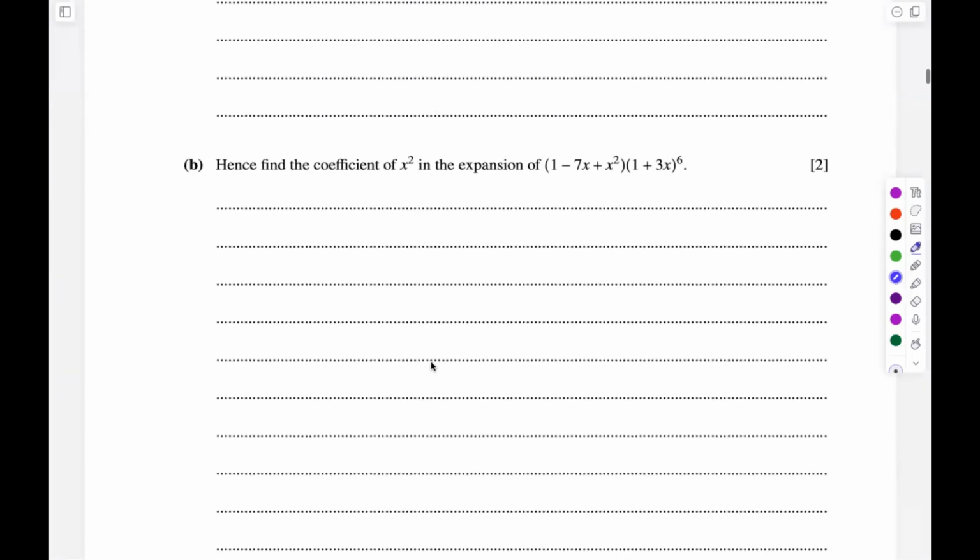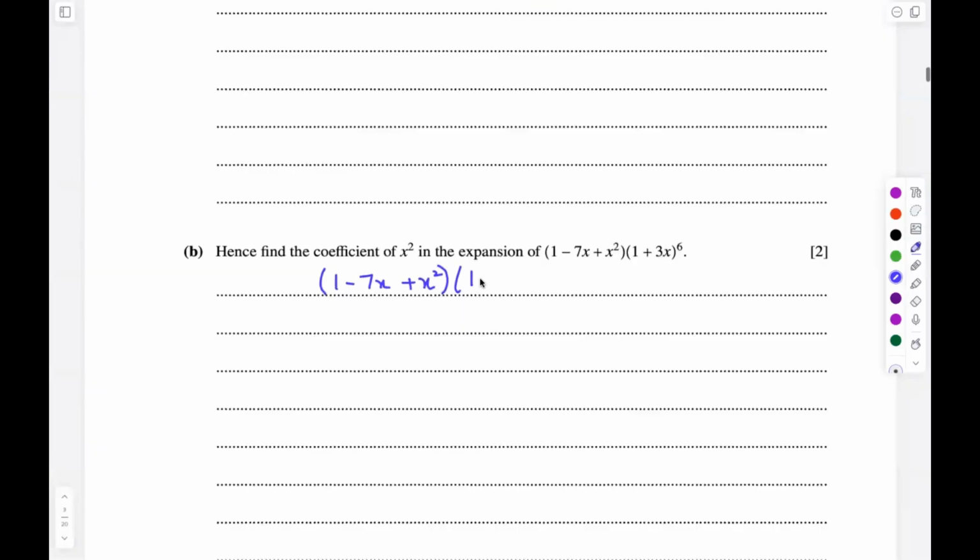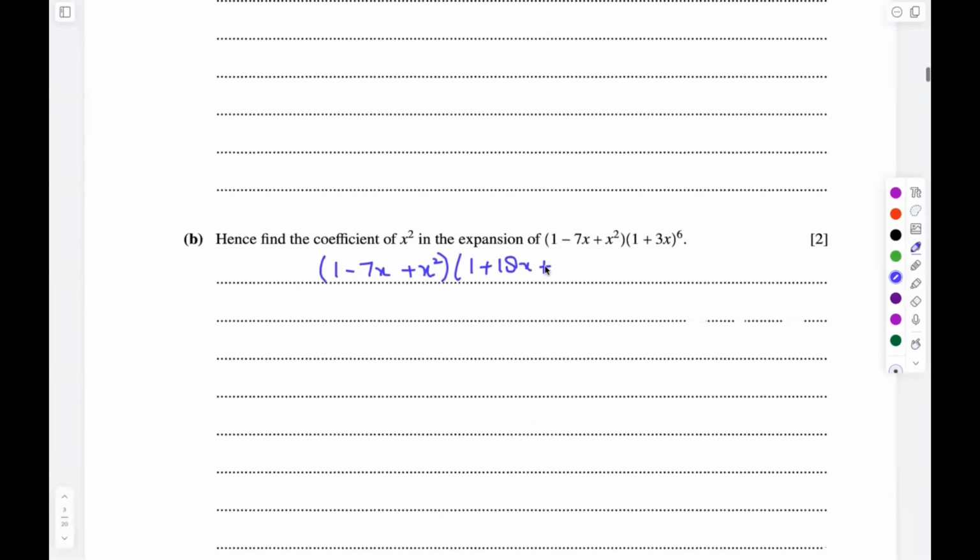In part B, it says, hence find the coefficient of x squared in the expansion of (1 - 7x + x squared)(1 + 3x)^6. So we first will write 1 - 7x + x squared. The expansion of (1 + 3x)^6 was 1 + 18x, so this is 1 + 18x + 135x squared.